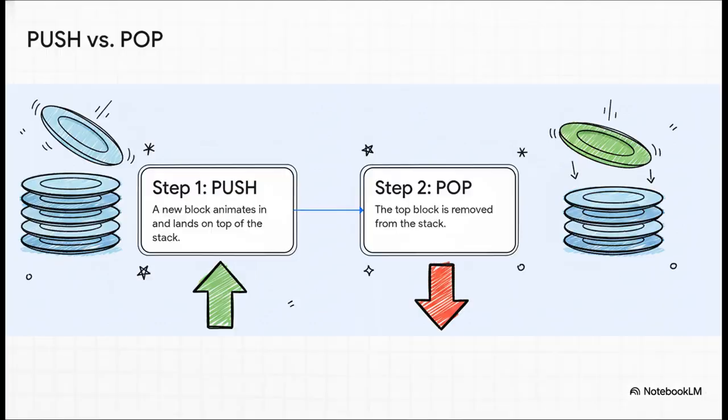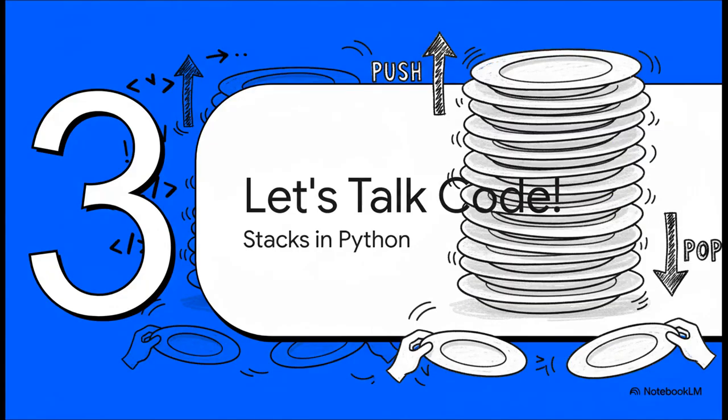That's it. Look at this animation, it makes it so clear. We push, a new block comes on top. We pop, the top block goes away. This is exactly like that example of stacking glasses that you have in your NCERT textbook, right? All right, now for the part that sometimes makes students a little nervous, the code.